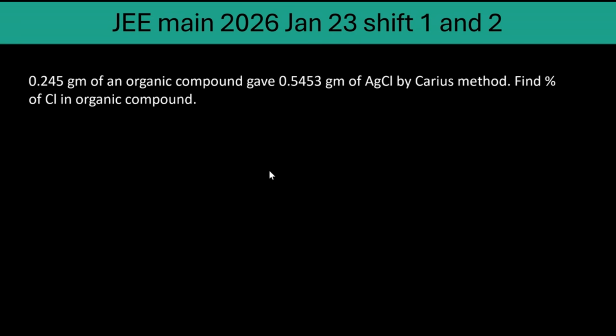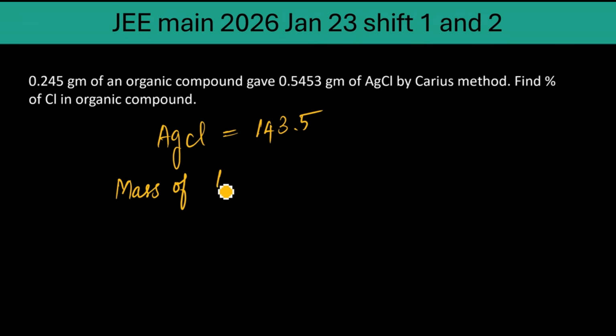0.245 grams of organic compound gave 0.5453 grams of AgCl by Carius method. We solved this type of question. Find the percentage of chlorine in the organic compound. Right. So very simple question. In Carius method, what will happen? The chlorine in the organic compound is converted to AgCl, right? So AgCl, what is the mass? 108 plus 35.5, that would be 143.5, right? So mass of AgCl, mass of chlorine in AgCl.